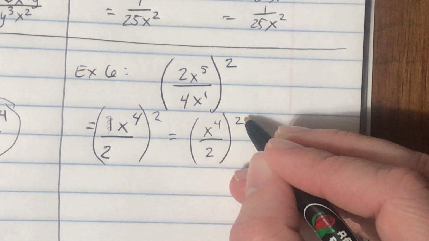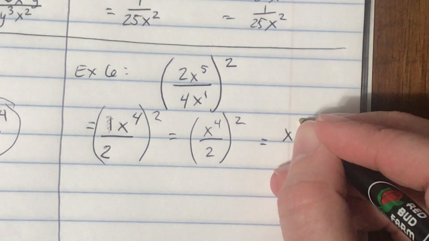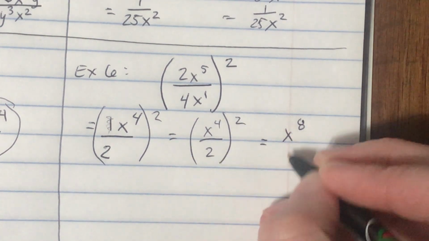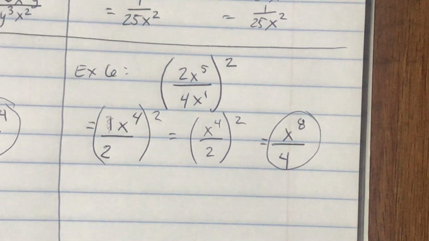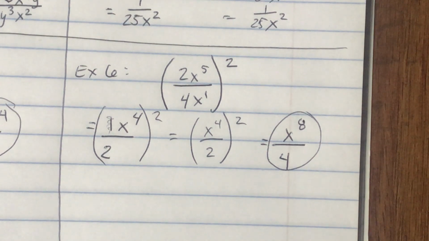So if I raise x to the fourth to the second, we multiply the exponents. That's x to the eighth. And then 2 is also going to get squared. And so that would be 4. And so the final answer would be x to the eighth over 4.